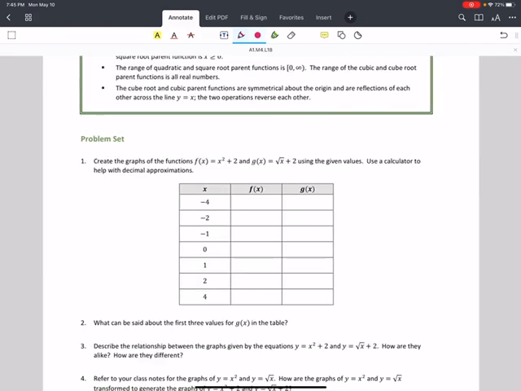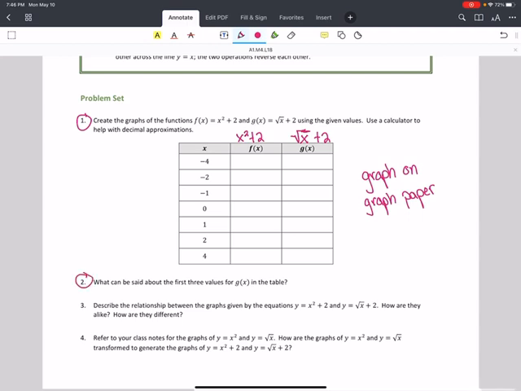On the problem set, you're going to do number 1. They've given you x values, and f of x they said is x squared plus 2. g of x is the square root of x plus 2. Notice the only part of that you're taking the square root of is the x. All right? Now, I do want you to graph this by hand on graph paper. And you know where the graph paper is in the classroom if you need it. Then you're going to answer question 2, 3, 4.